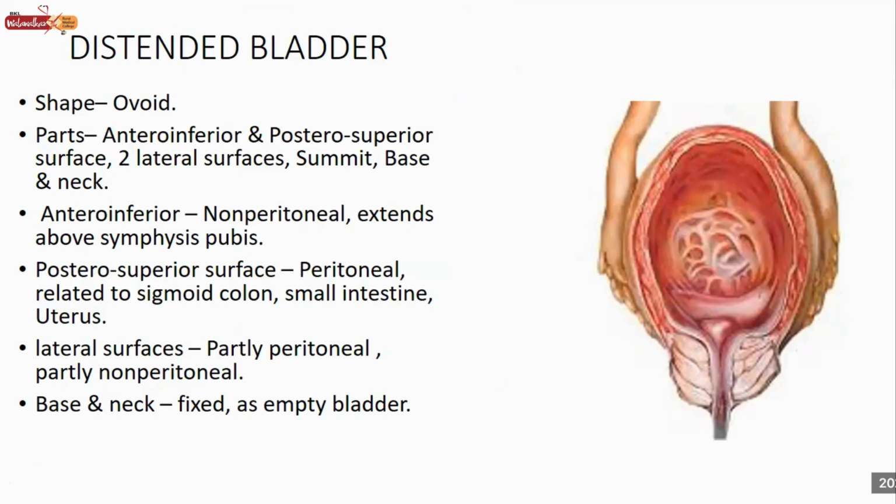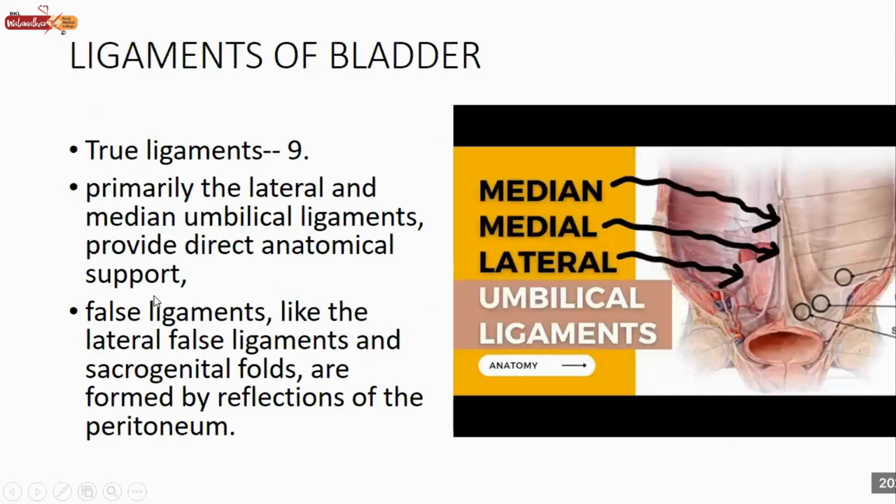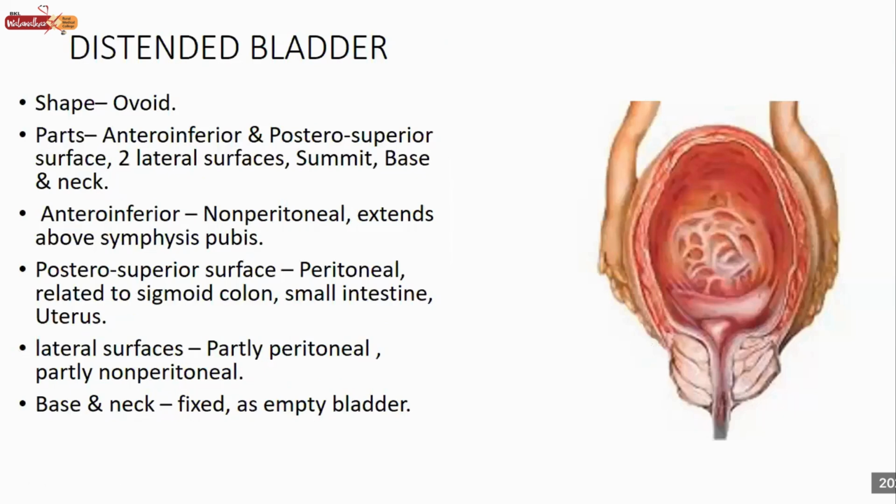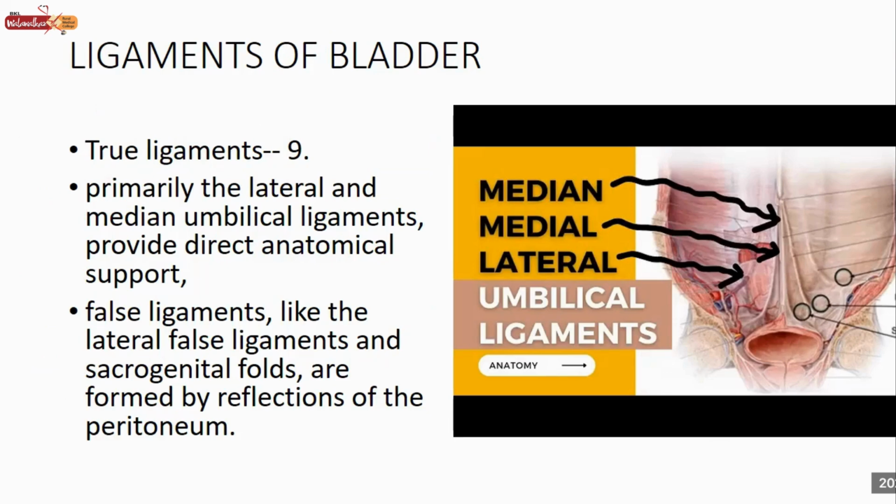The antero-inferior surface is non-peritoneal and extends up above the pubic symphysis. The posterior-superior surface is peritoneal, related to the sigmoid colon and small intestine, and in the female to the uterus. Now the lateral surface is partly peritoneal when the bladder is full, and partly non-peritoneal. Base and neck are the fixed parts, same as in the empty bladder.